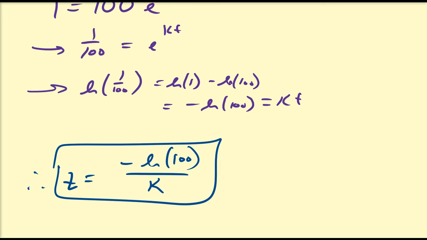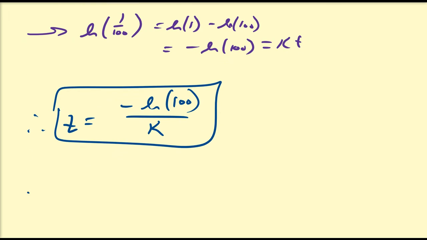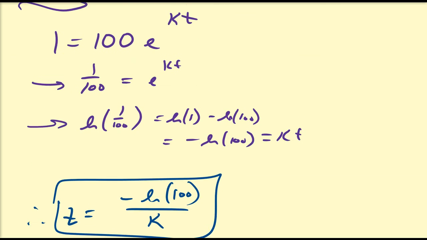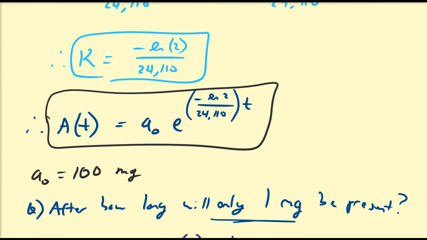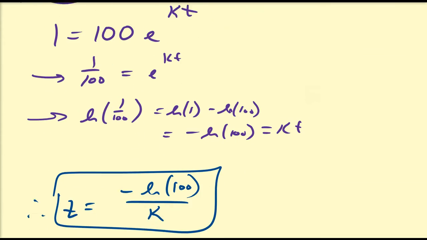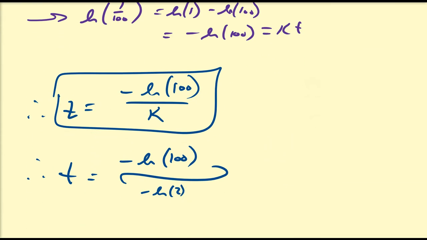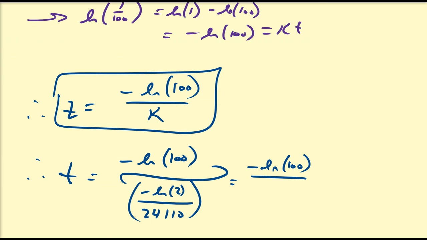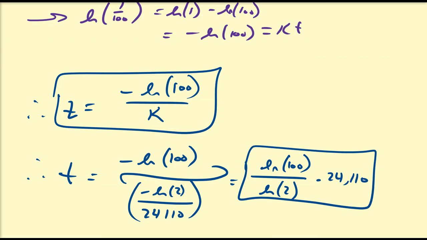Okay, so let's plug in our value of k that we obtained here. So t is going to be equal to negative natural log of 100 all over our rate parameter, which was negative natural log of 2 all over 24,110. So those negatives cancel, which is cool. We're just going to be left with natural log of 100 all over the natural log of 2 times 24,110. So what does that come out to?